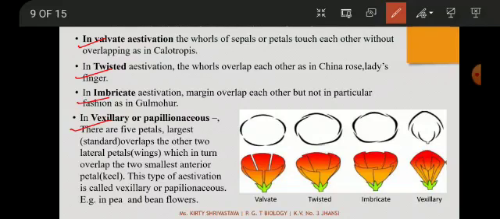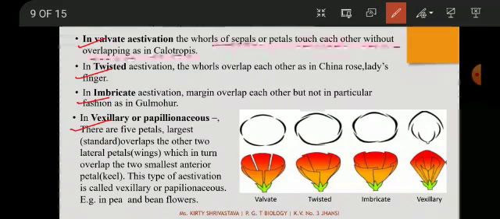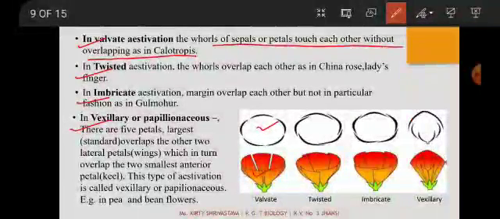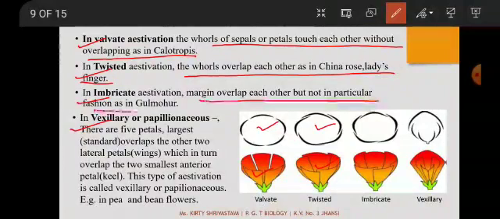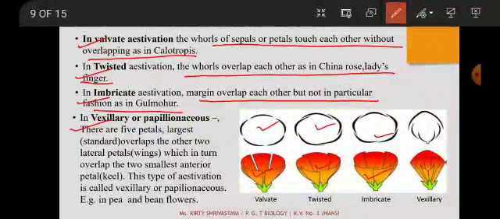In valvate aestivation, the whorls of sepals and petals touch each other without overlapping, as in the case of calotropis. In twisted aestivation, the whorls overlap each other, as in the case of China rose or lady's finger. In imbricate aestivation, the margins overlap each other, but not in a very particular fashion, as in the case of gulmohar.